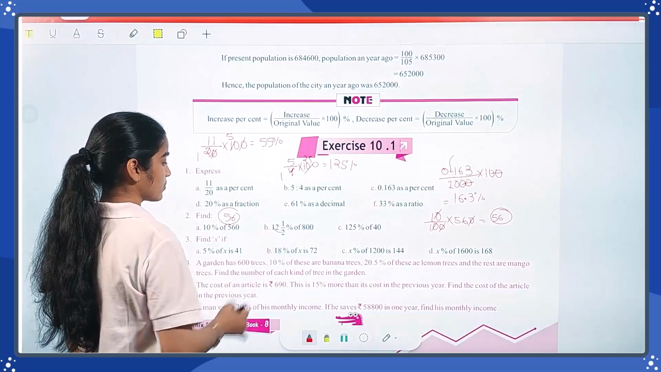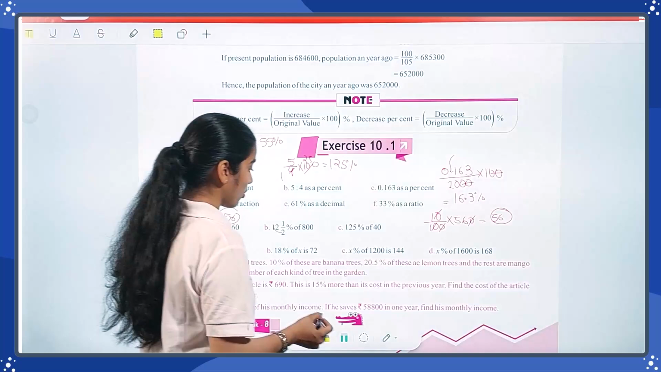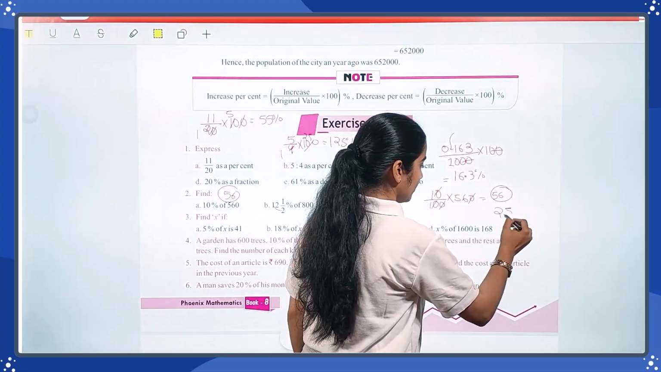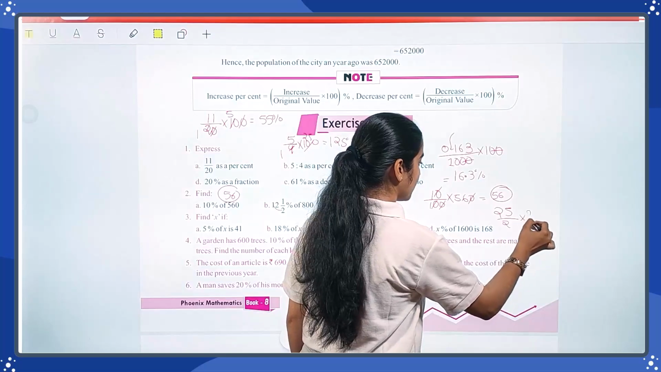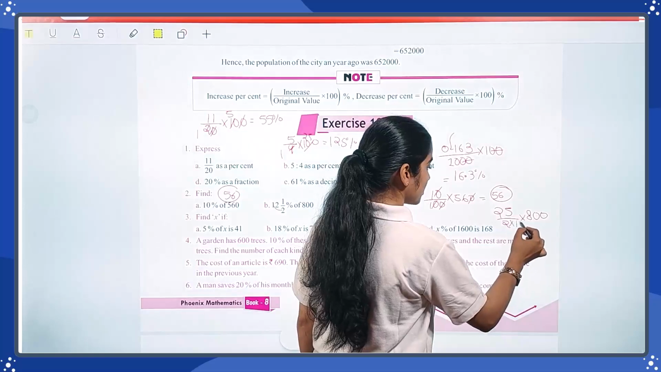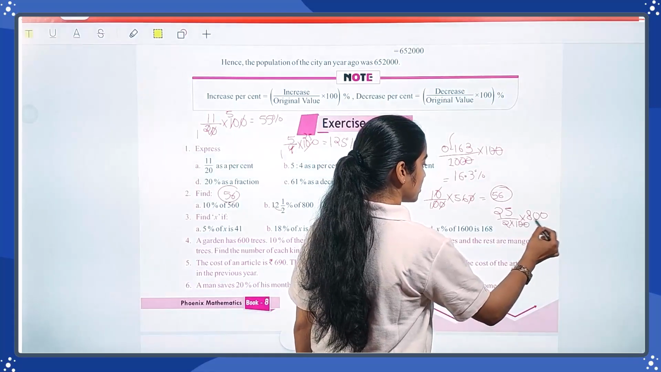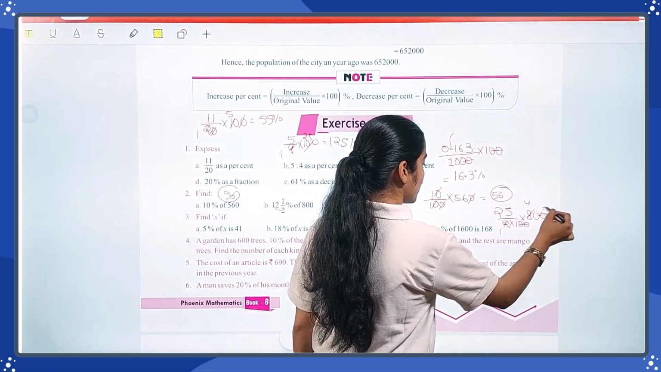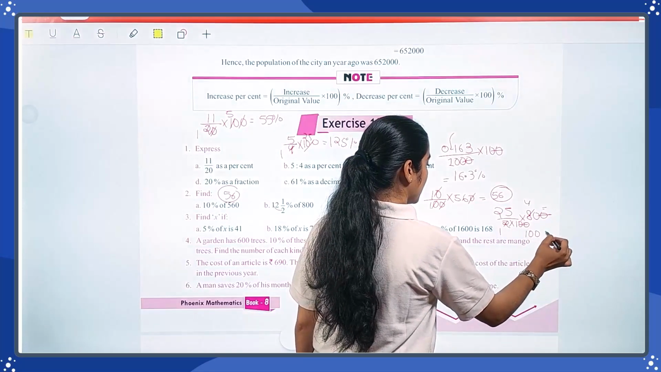12 multiplied by 2 is 24 plus 1, 25% of 800. So 25 by 2 multiplied by 800, and also we have to remove the percentage sign. So 2 zeros are cancelled out with 2 zeros. Here we have 1, here we have 4. So here we have answer 100.